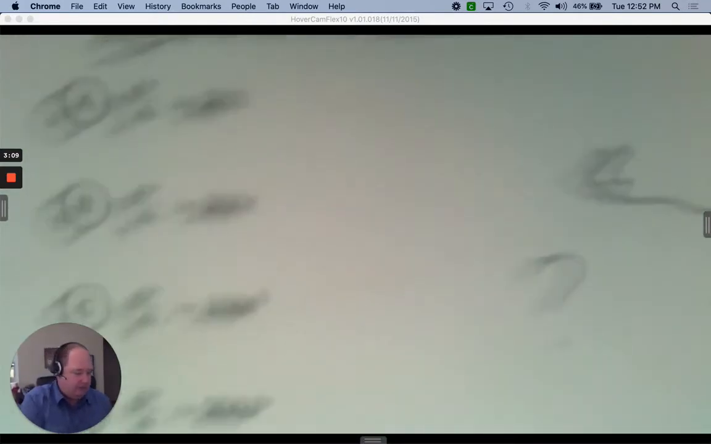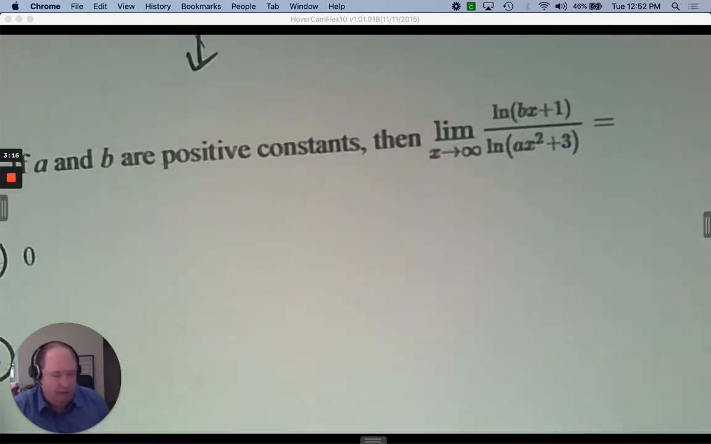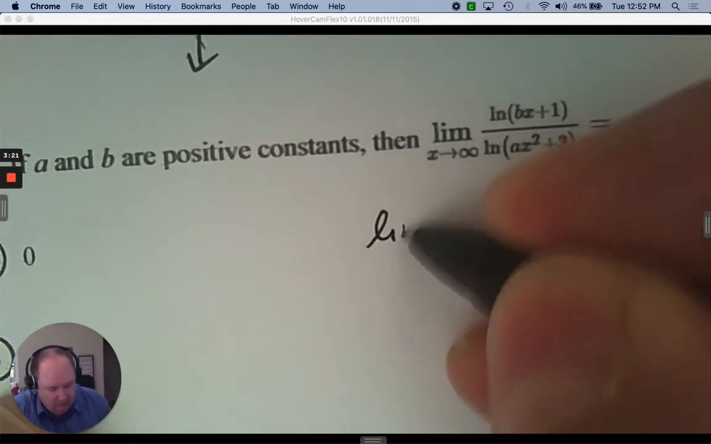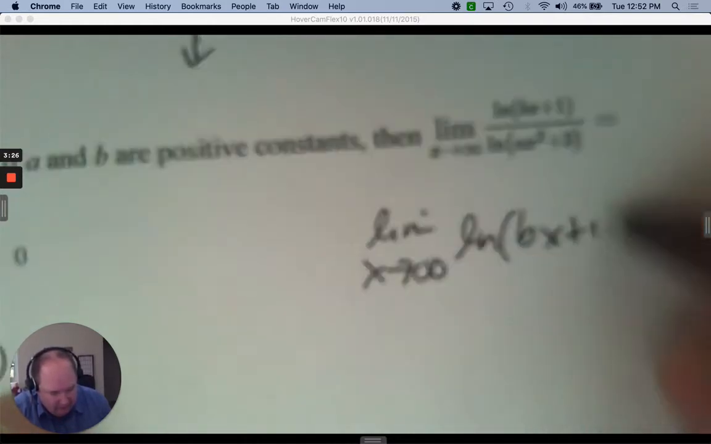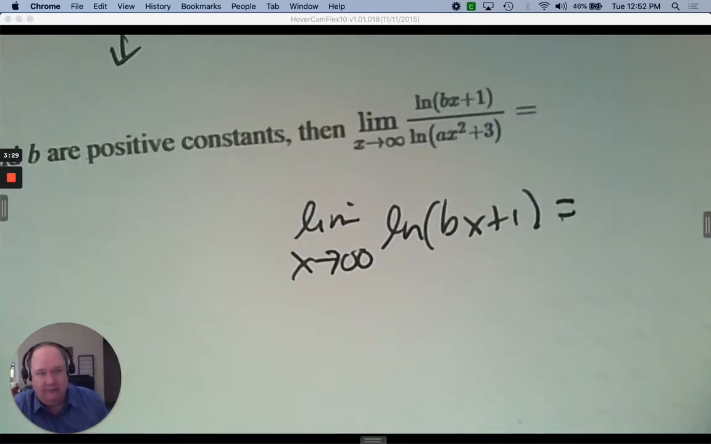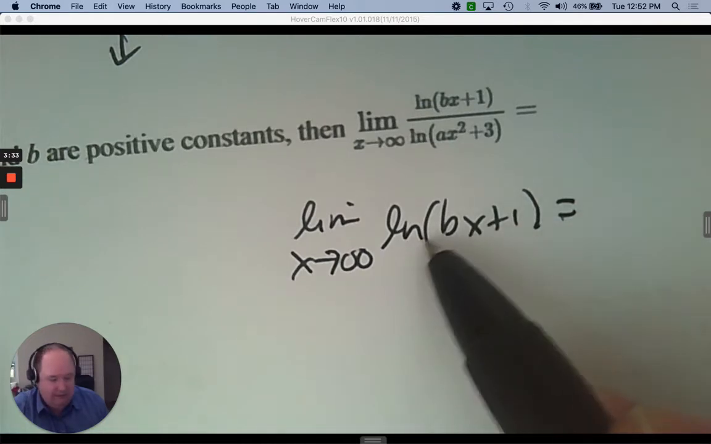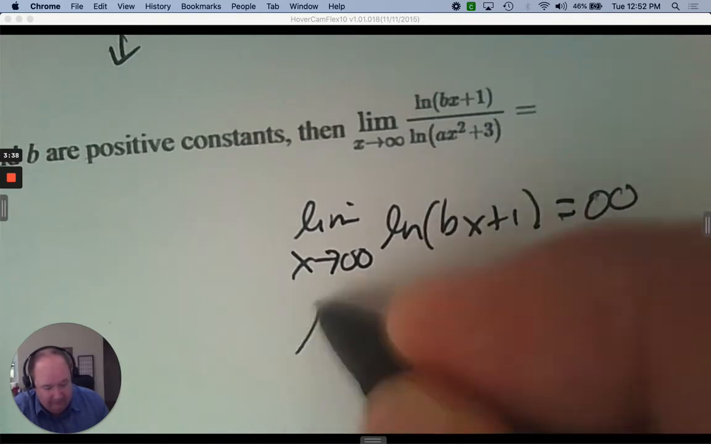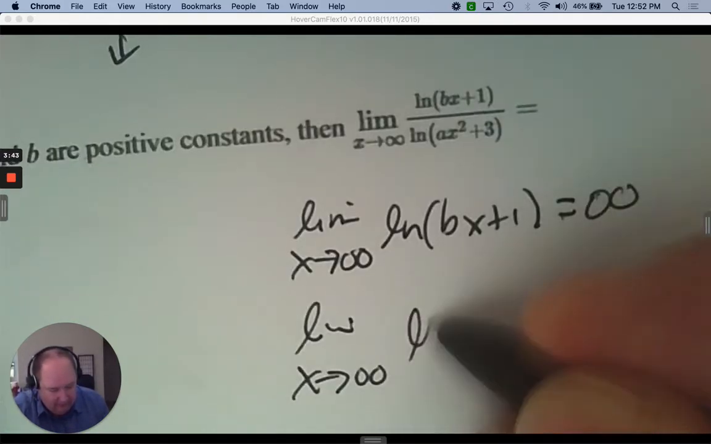All right, number 3. If A and B are positive constants, can you evaluate a limit as x approaches infinity? So when I do that, I'm going to separate the numerator and the denominator. I'm not going to write down infinity over infinity. So as I put in large numbers for x, if b is a positive constant, then this is going to infinity. Same thing here. The limit as x approaches infinity of the denominator.